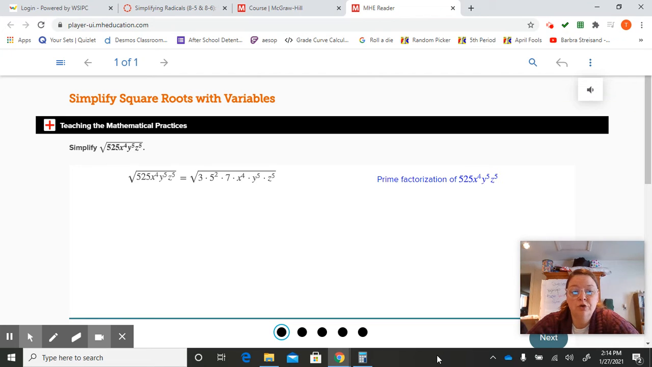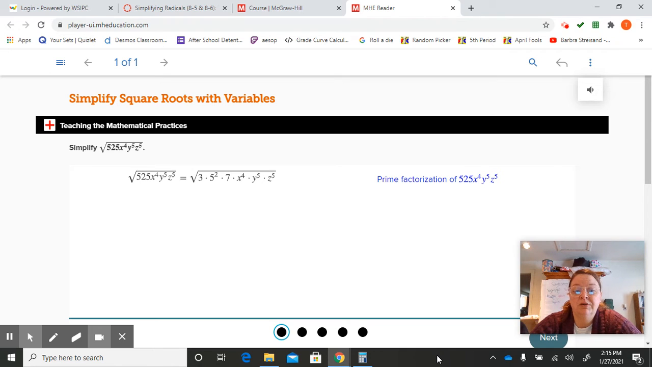Here's an example where you have variables underneath your radical symbol. So your radicand has variables in it. So we have the square root of 525, x to the fourth, y to the fifth, z to the fifth. So we're going to find the prime factorization of this, which is going to end up being 3 times 5 squared times 7 is the prime factorization for 525.